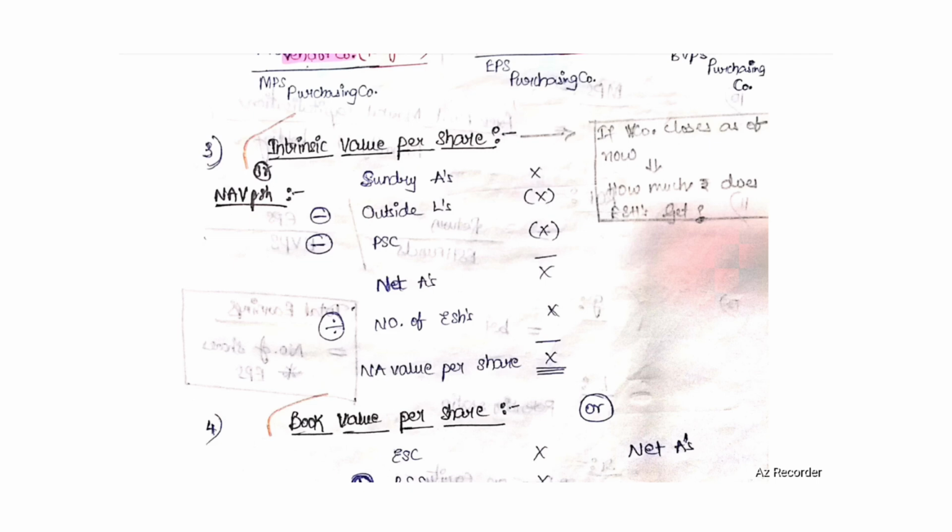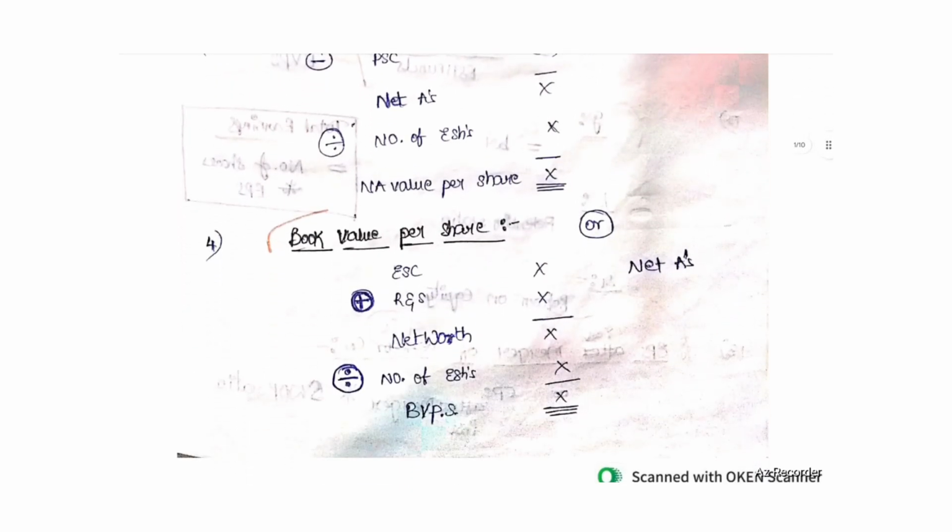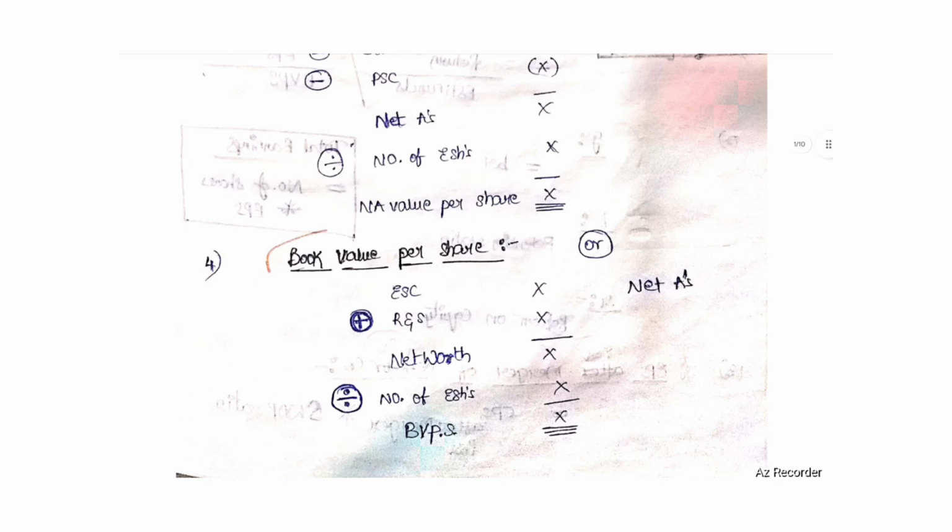Sundry assets minus outside liabilities minus preference share capital gives net assets, divided by number of equity shares gives net asset value per share. How to calculate book value per share? Book value or net asset value per share. Equity share capital plus reserves and surplus gives net worth, divided by number of equity shares gives book value per share.